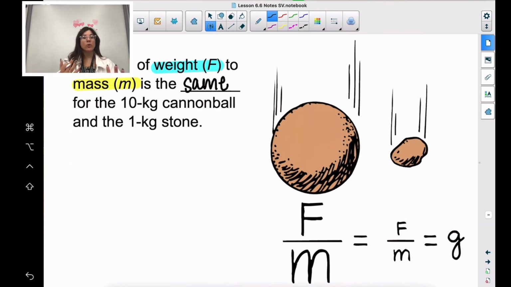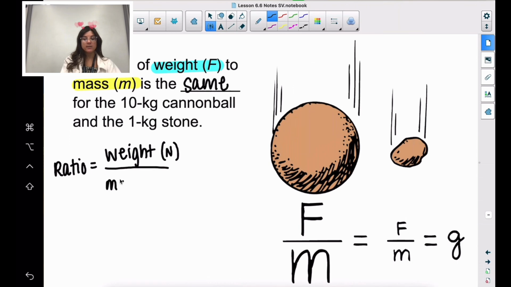So when I use that word ratio, what I'm talking about is this fraction we get from Newton's second law, taking the weight in newtons and dividing it by the mass in kilograms. For any object, if I were to take its weight in newtons and divide it by kilograms, what I should get for that ratio every time is 10. So mathematically, the ratio is what really proves all objects are going to fall at the same rate.